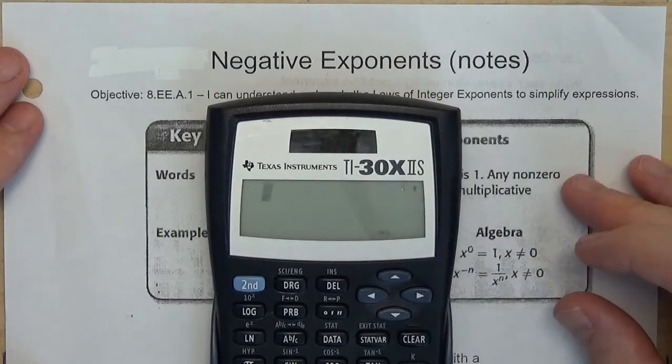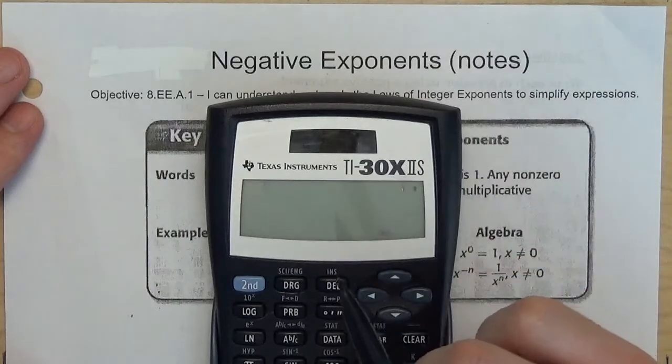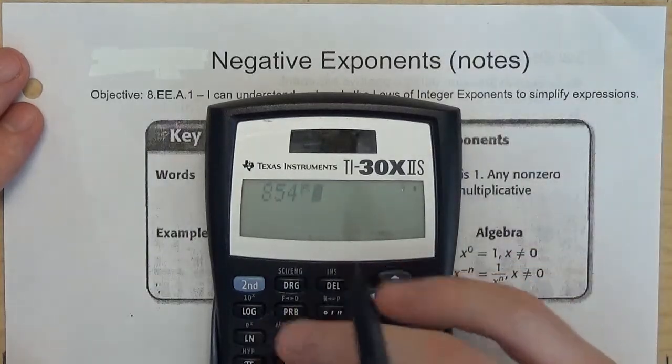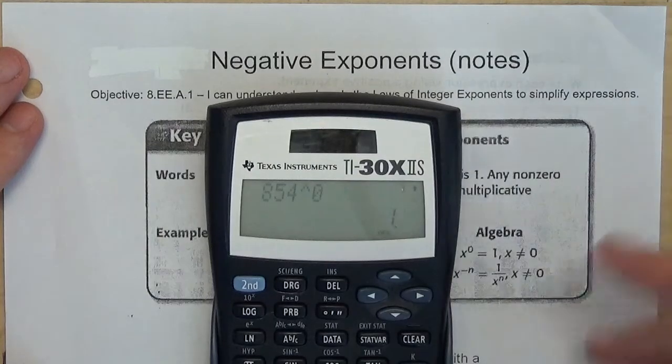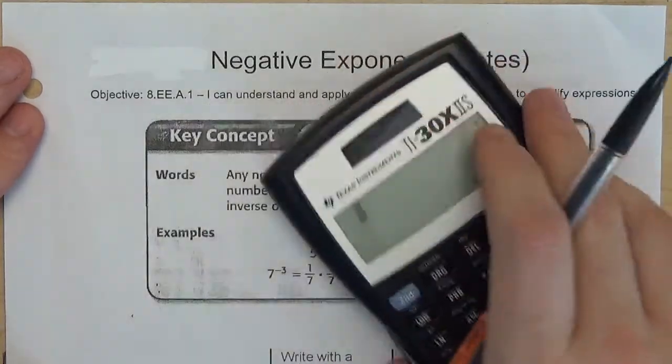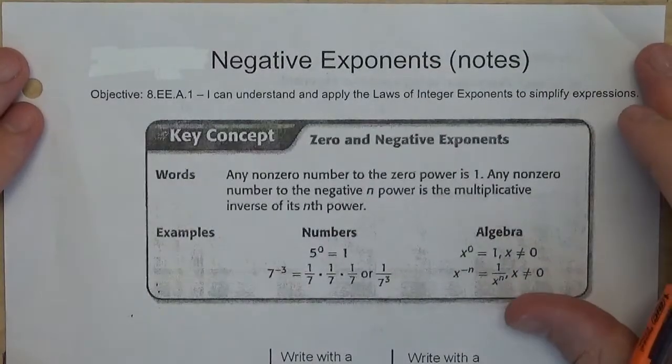Try something else. Type in some other number besides what I'm going to type in. I'm going to do, I don't know, 854. So you try something else, and we'll both do it to the 0 power, and then it equals, and yeah, it really is 1. Anything to the 0 power that's not already 0, a base of 0, is going to give you 1.